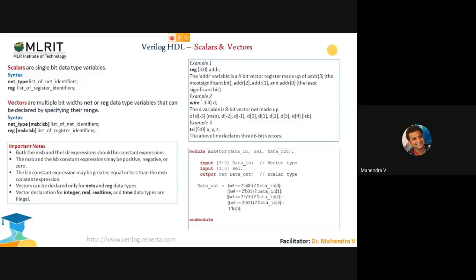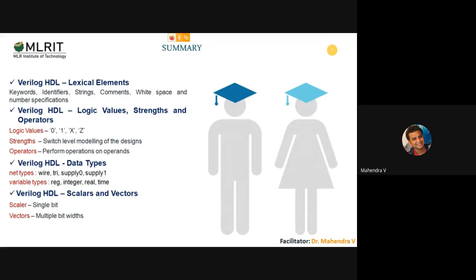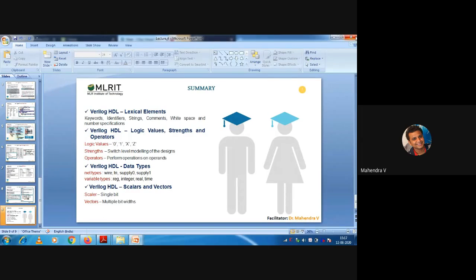Now, to understand how we use the operators and scalars, these are a few examples I would like to give you, and also some taxonomy we can follow in Verilog HDL. Here we have seen the lexical elements, logic values, operators, and the data types, scalars and vectors. Scalars are single bit, vectors are multiple bits. Now let us see more concepts before going to the practical session.